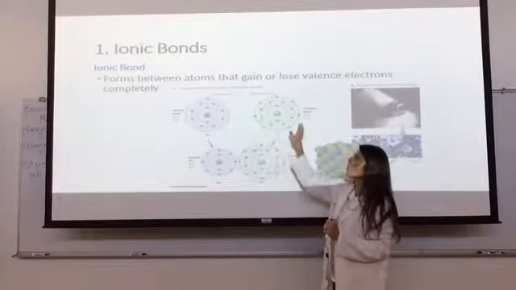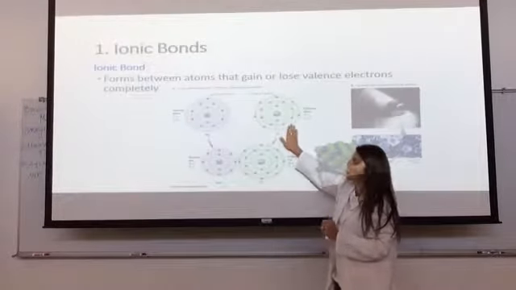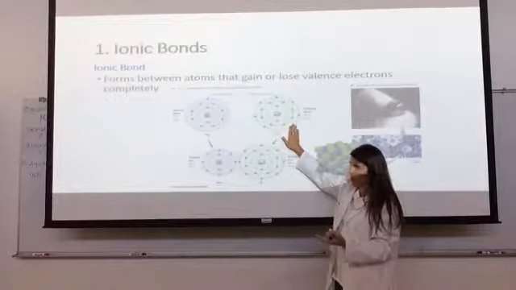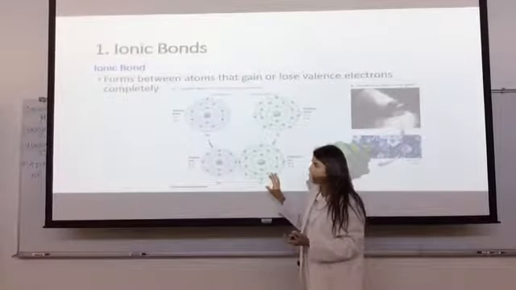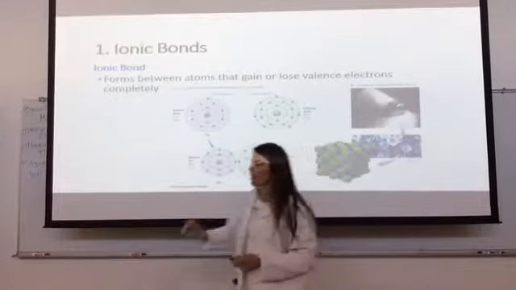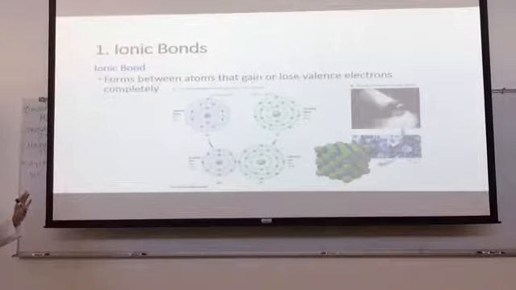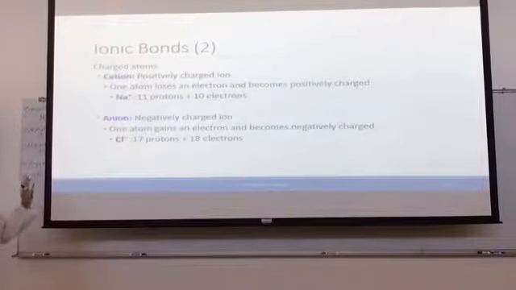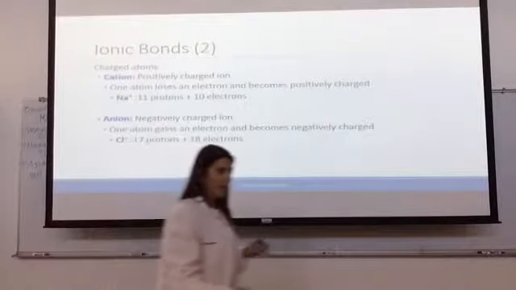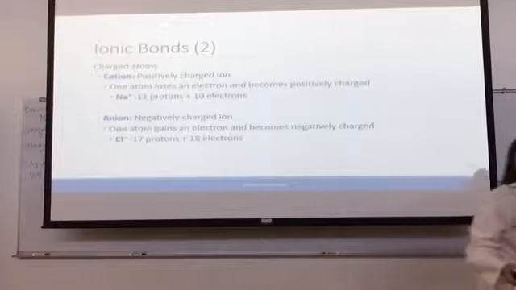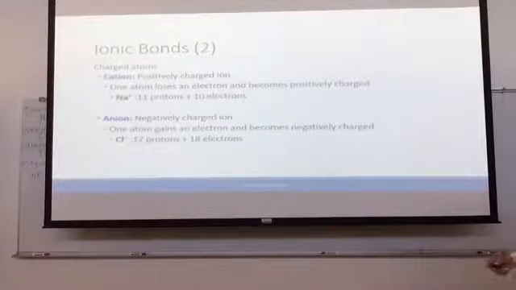They gained or lost an electron. In this case, sodium lost an electron, and chlorine gained an electron. And now this is considered sodium chloride. Okay, so ionic bonds gain or lose electrons. Now, let's talk about these terms cation and anion.